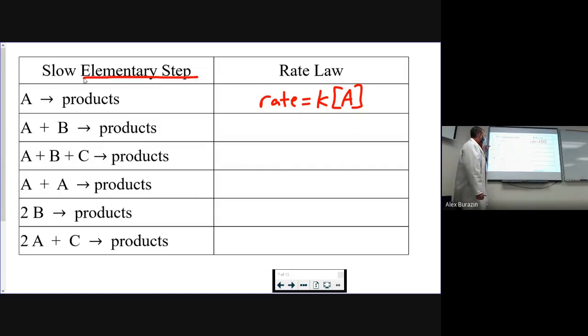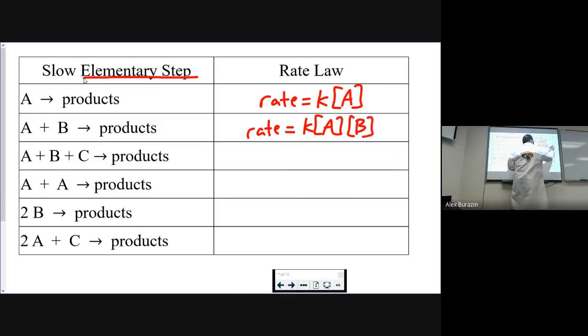Another example, A plus B. These are the reactants. This represents a slow step. So the rate law should look like whatever the reactants are. Go ahead, do the next 4. Your reactants turn into the rate law, or rather, the slow step of a multi-step process. The reactants will match the rate law.